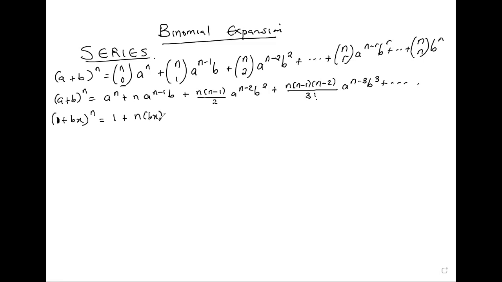You get 1 + n bx + n(n-1)/2 (bx)^2 + n(n-1)(n-2)/3! (bx)^3. And it keeps going like that. So now I want to appreciate the third line in the application.